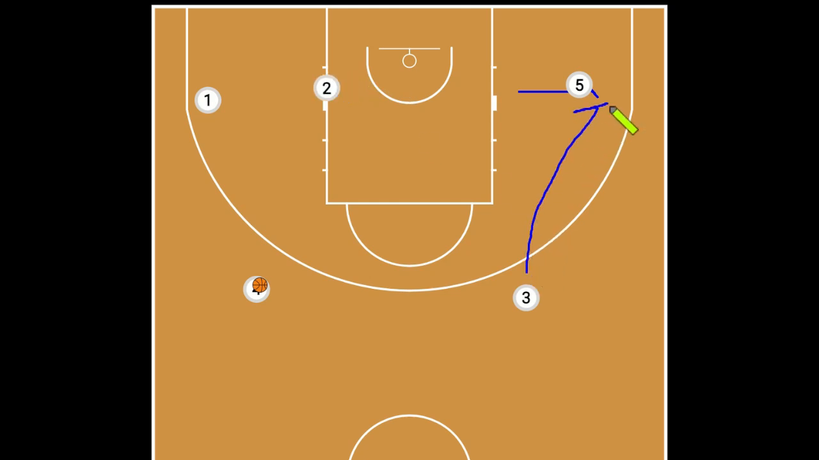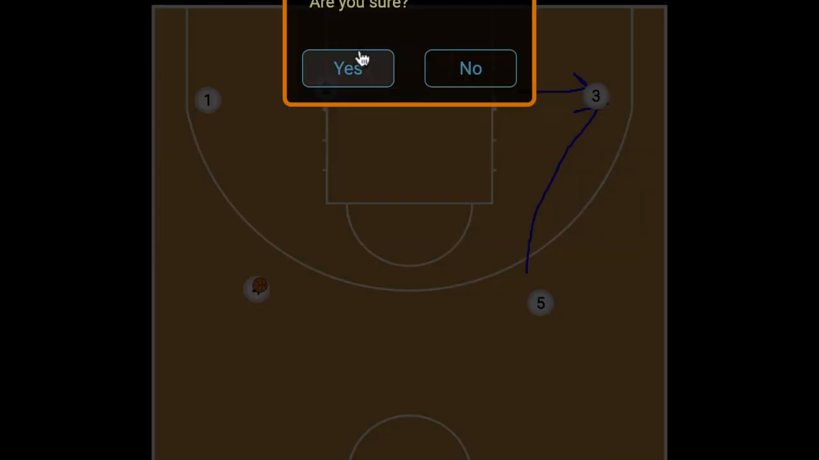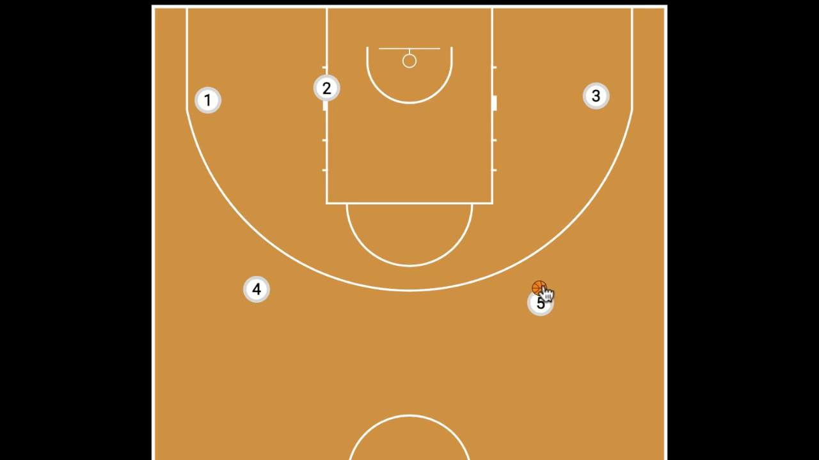Number 3 comes down to set a screen for number 5. Number 5 comes off that down screen, right? We reset the basketball. It's a continuous movement, but it has that flex cut.